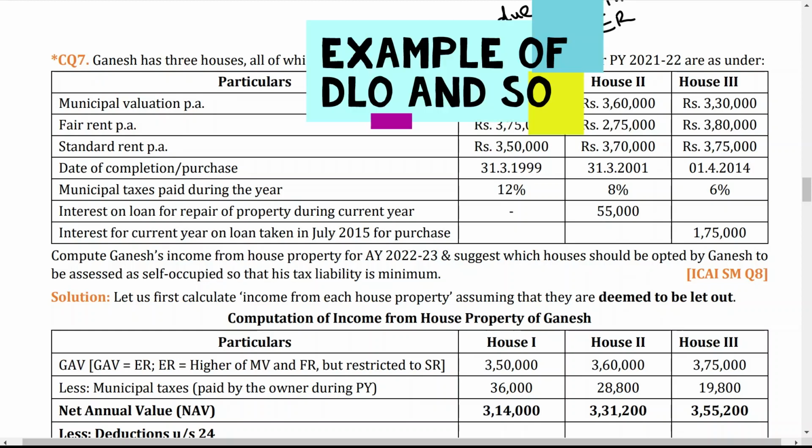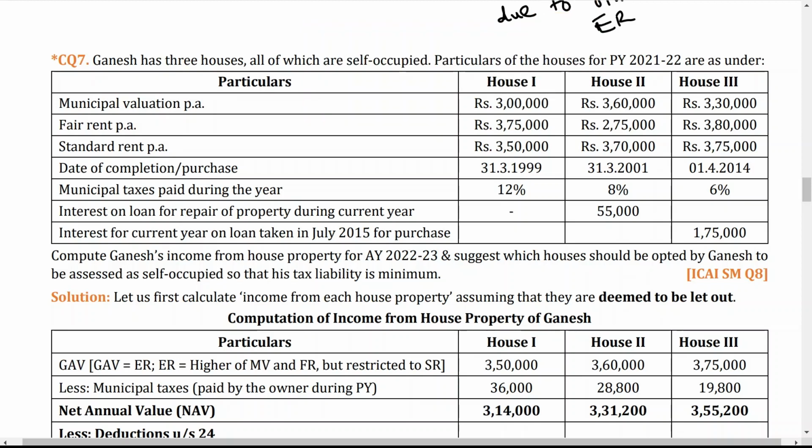Hello students, in this video we are going to discuss one full-fledged example which is very important from your exam point of view. It can be asked for 5 marks or 10 marks or 12 marks. Now Ganesh has three houses, all of which are self-occupied. Particulars of houses for previous year 2021-22 are as under.